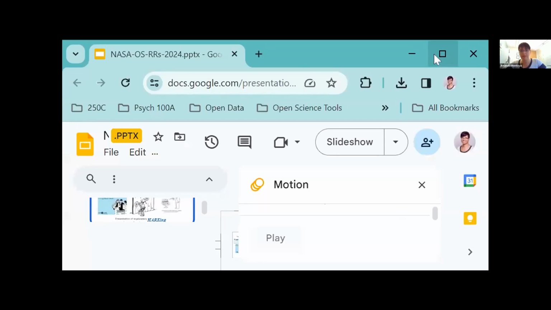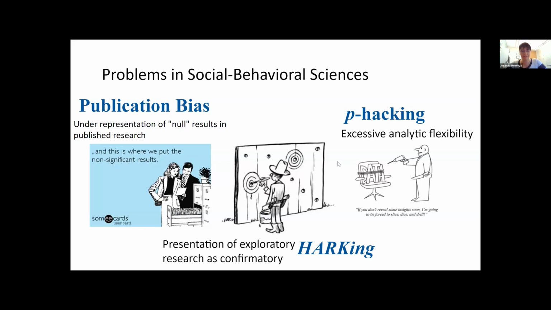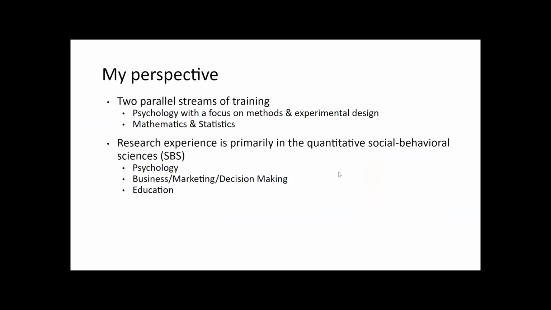Okay, let me try to get slides. Yeah. Are you guys seeing slides? I don't see you anymore, so I need... We see your slides. Go for it. Okay, cool. Great.